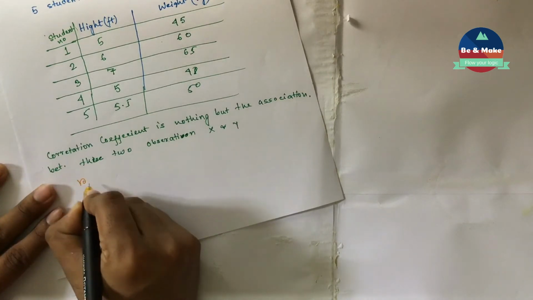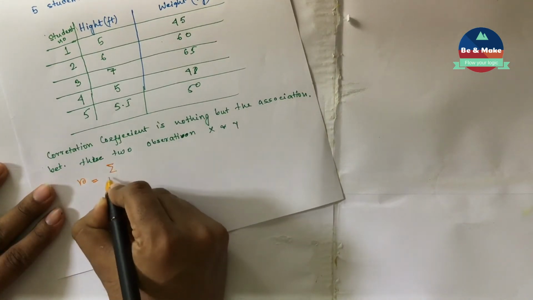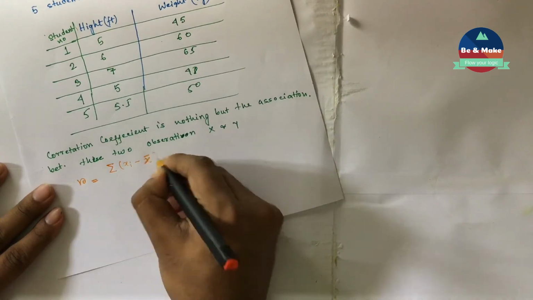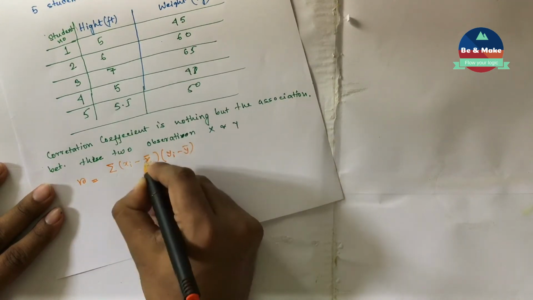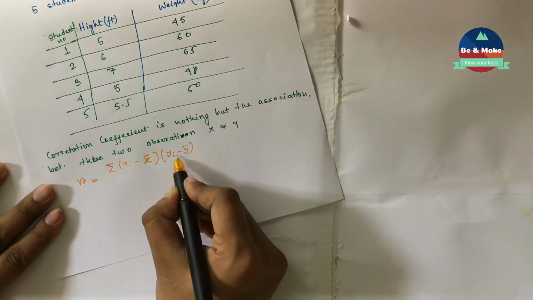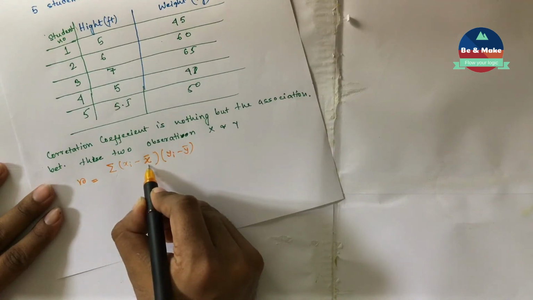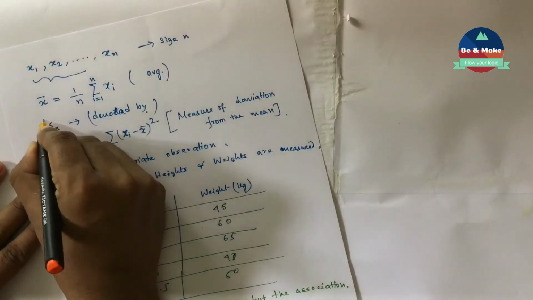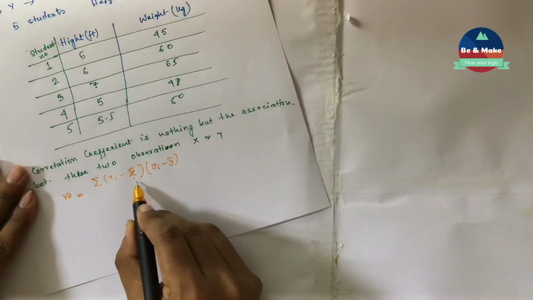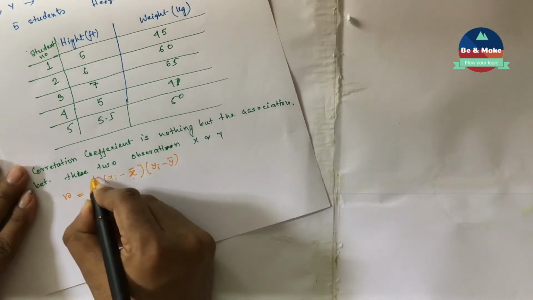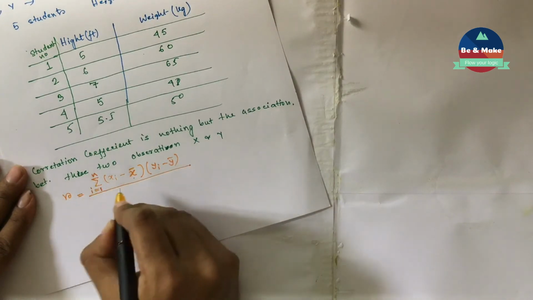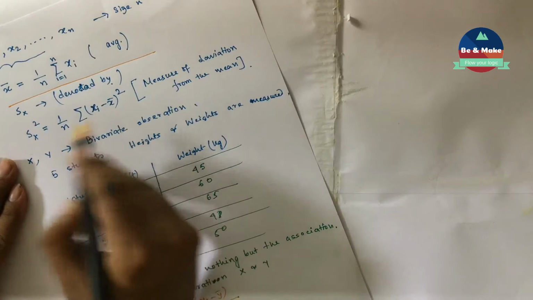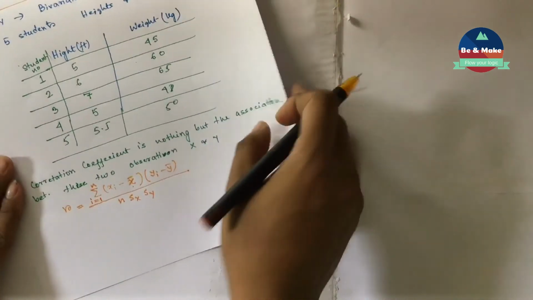This is given by r, and the formula is the summation of xi minus x bar into yi minus y bar, divided by n times Sx into Sy. You know you have xi, yi, and you know how to calculate x bar, the mean, with the formula I have already given. You know how to calculate y bar, and the range is from 1 to n, a total of n samples. You know how to calculate the standard deviation, the Sx square formula. So you can find out this r.